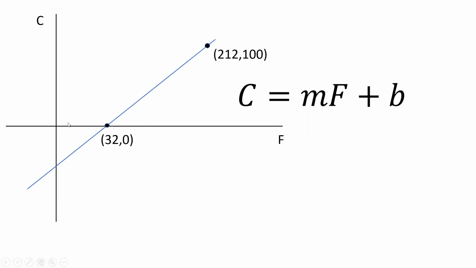And I've given it coordinates 32, 0, because I know that by design, the freezing temperature of water has these two temperatures on the two scales. So water freezes under normal atmospheric pressure. Water freezes at 32 degrees Fahrenheit, so that's the F coordinate. And by design, that would be 0 degrees Celsius.